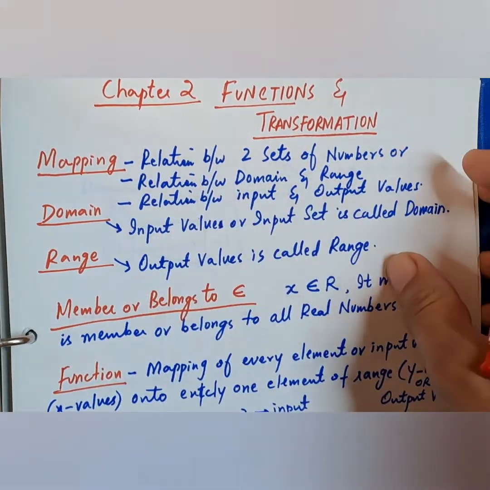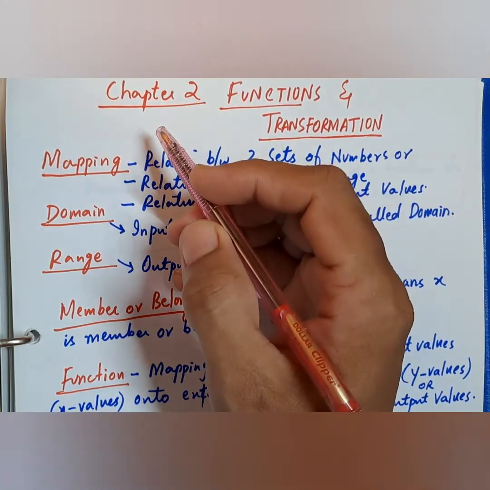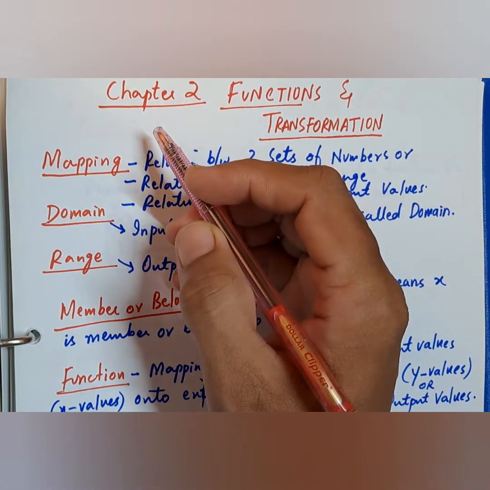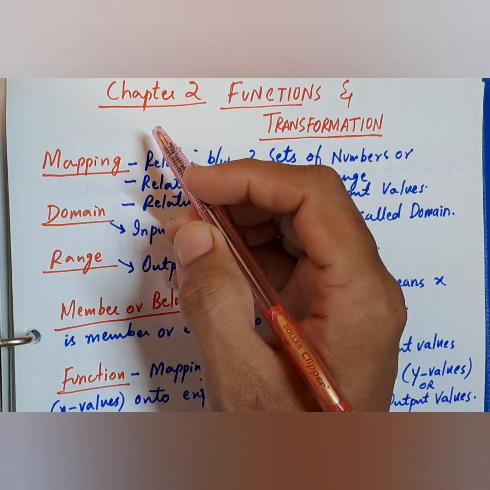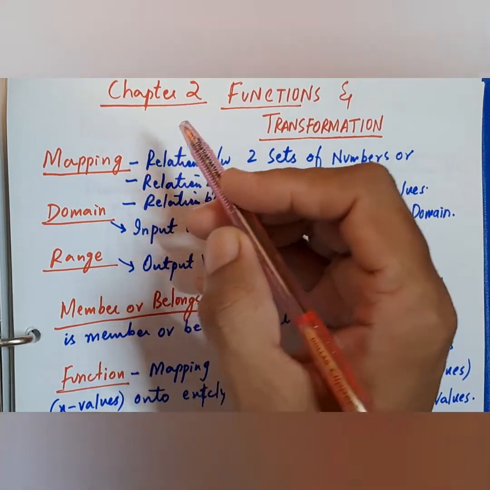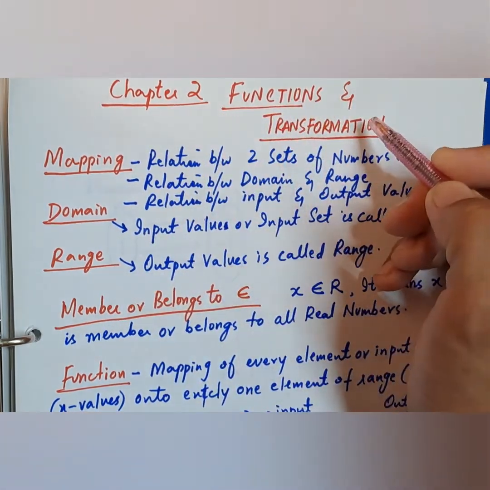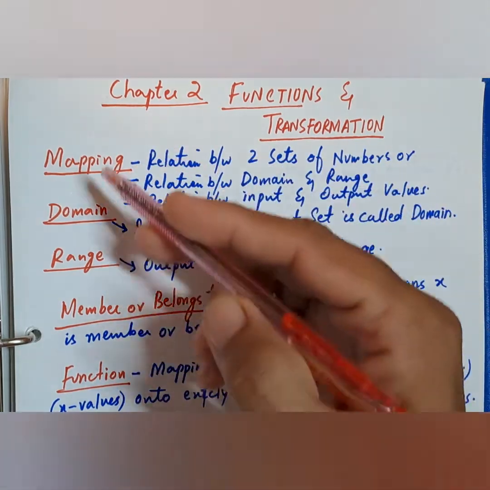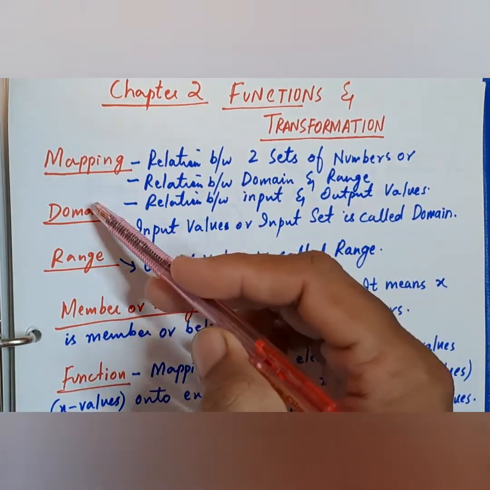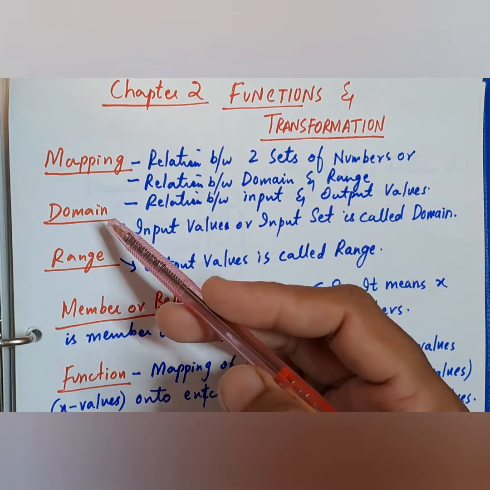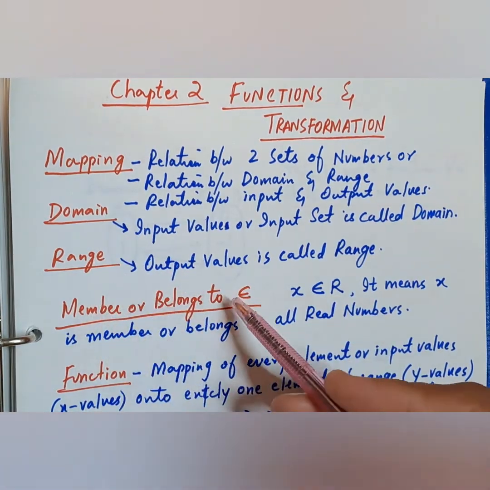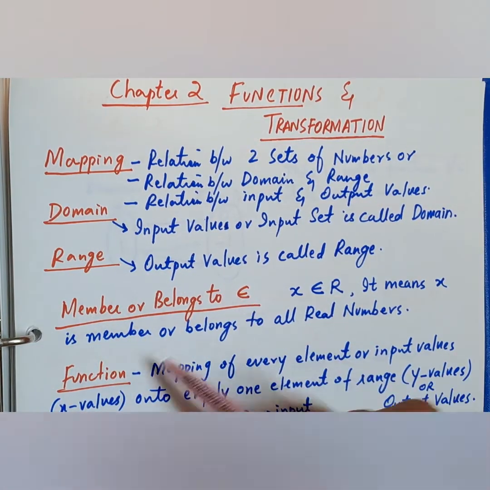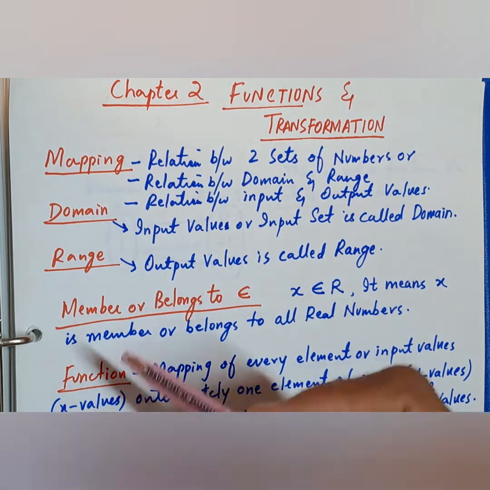Okay, right now we did chapter 1 of quadratics, graphs, curves and everything. You can see in our previous video, and today we are starting chapter 2, functions and transformation. Right now we have some definitions of the functions: mapping, domain. What do you mean by mapping? Range, domain. This belongs to notation, and a lot more to come.